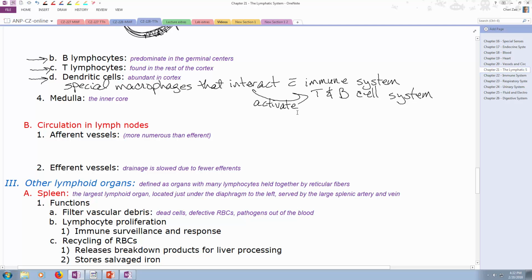In the inner core of a lymph node, you're going to find both types of lymphocytes. You wouldn't be able to tell them apart unless you gave special staining to them. You will also find macrophages. And they will all be arranged in kind of a cord-like fashion to cherry pick the bad stuff coming by.